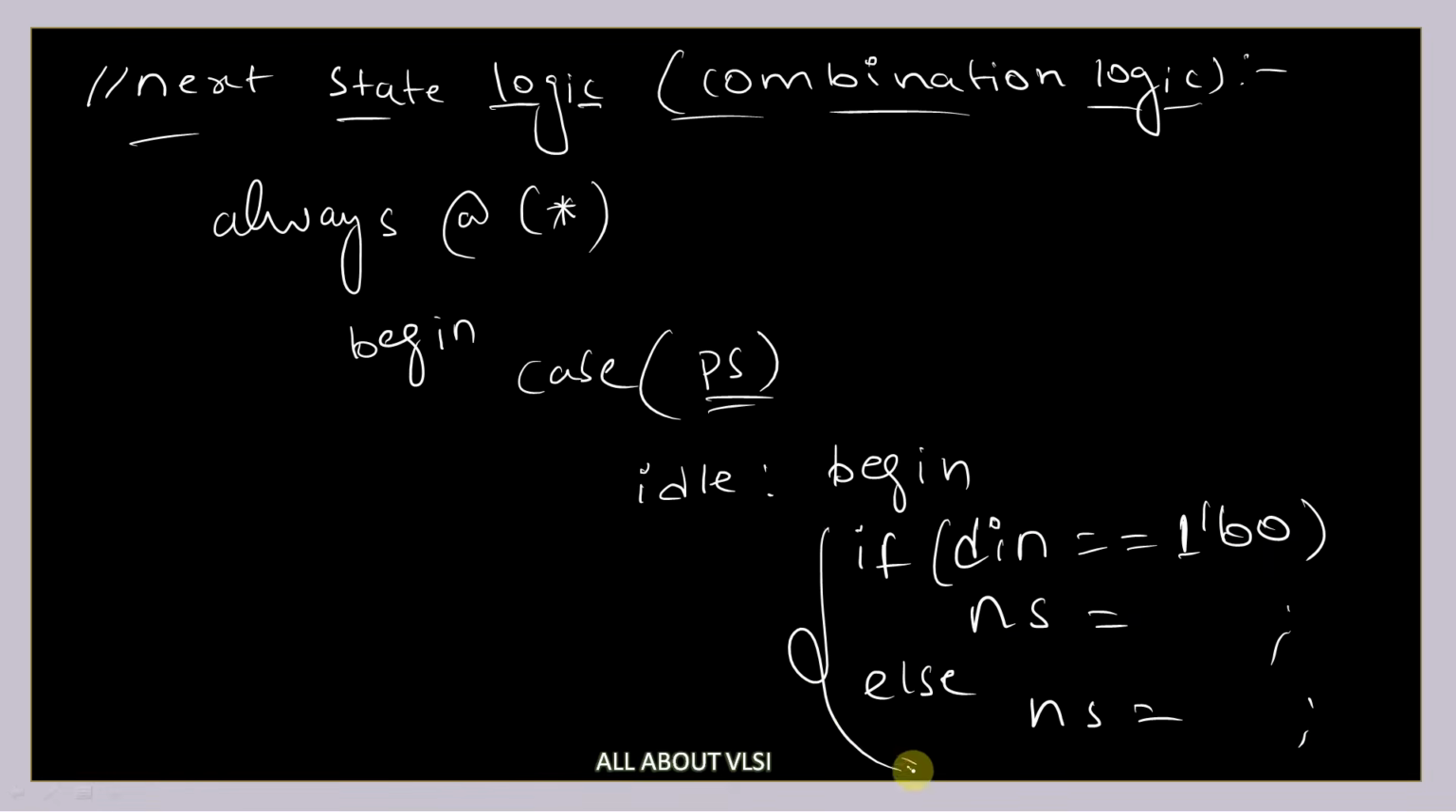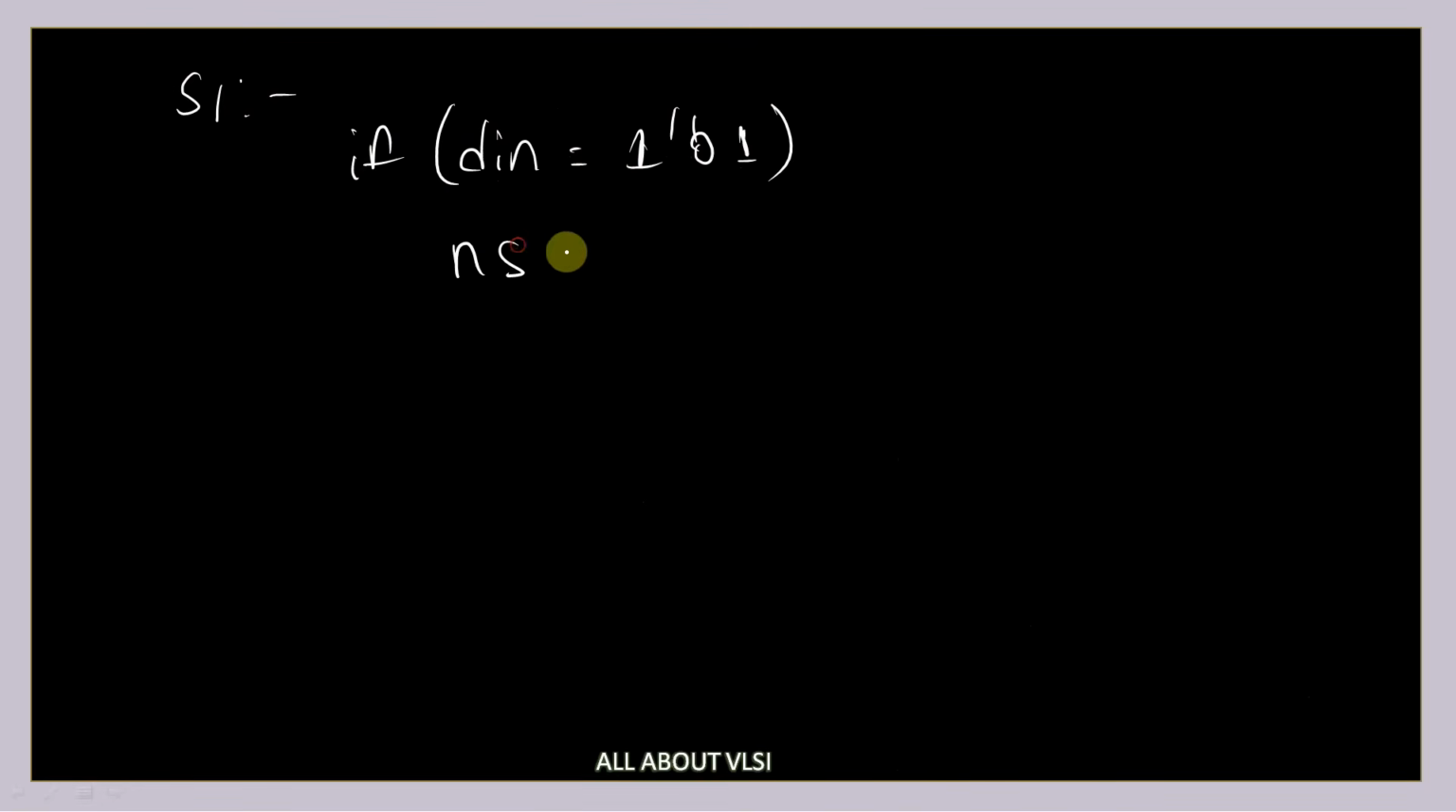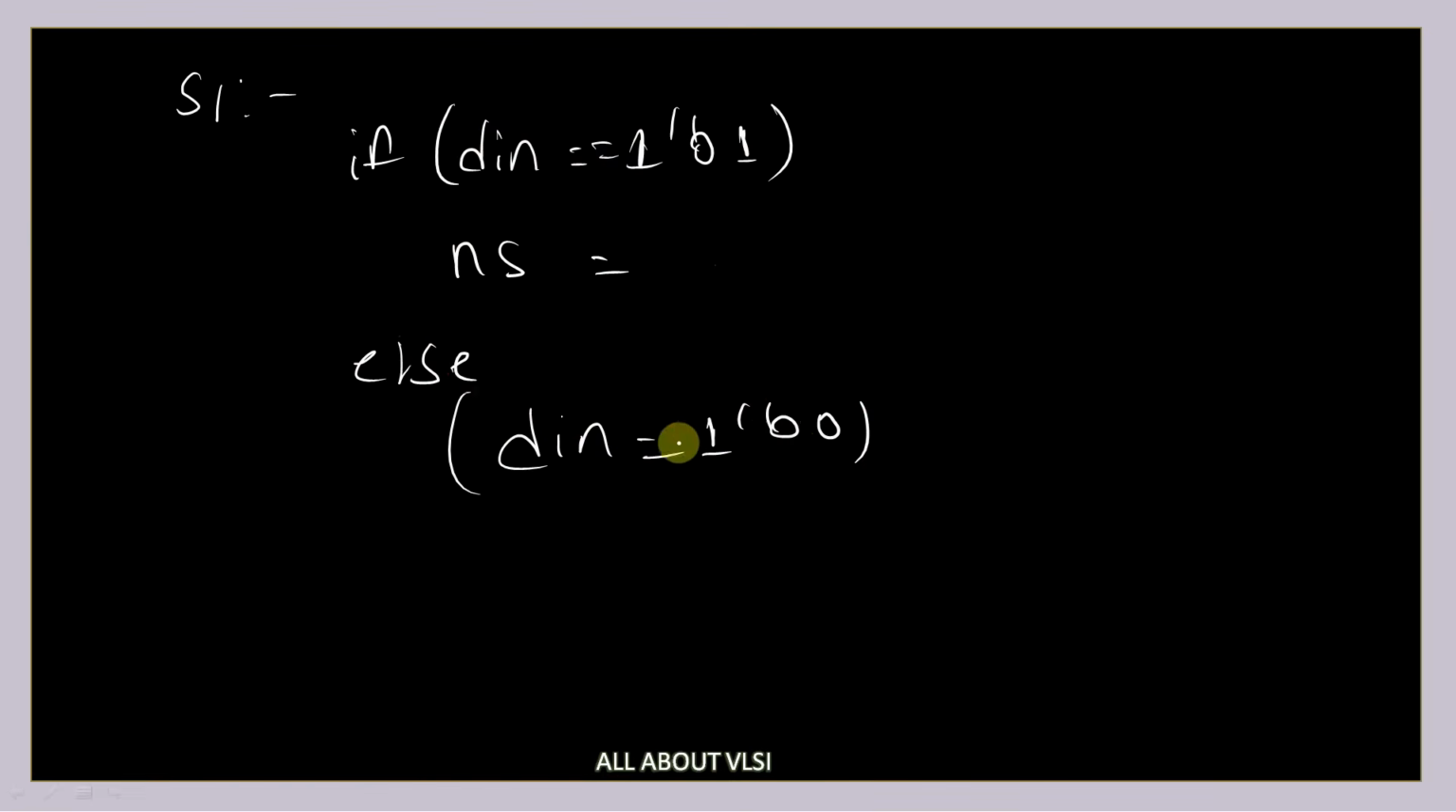Next, followed by end. And if you are in the S1 state, then if your input is equal to 1'b1, then you should go to some state. What is the state, sir? By referring to the state diagram, we can decide. Else, if my input is equal to 0, I should go to some other state. What is that state? It will be decided by our state diagram.